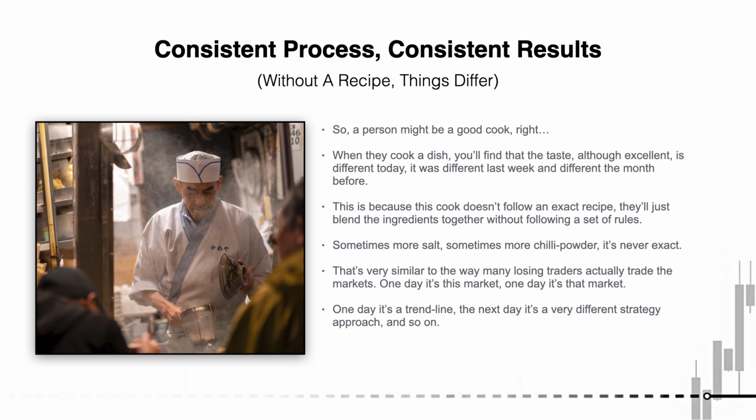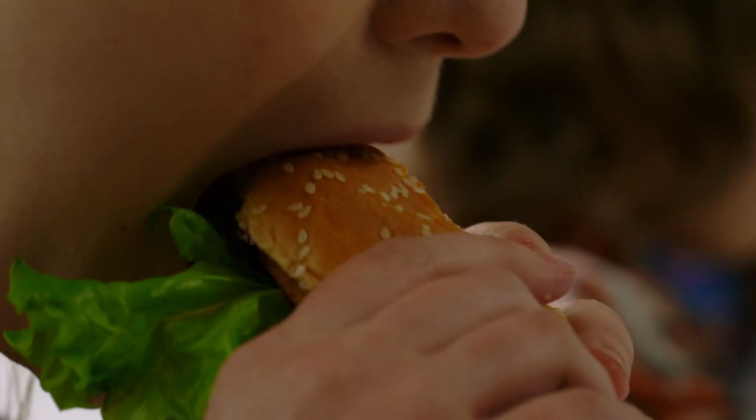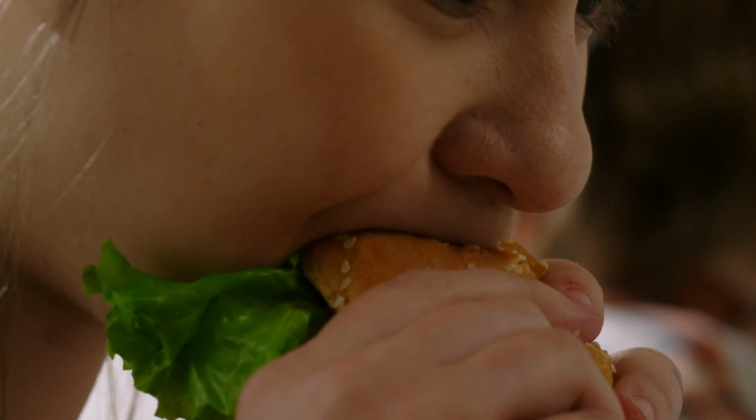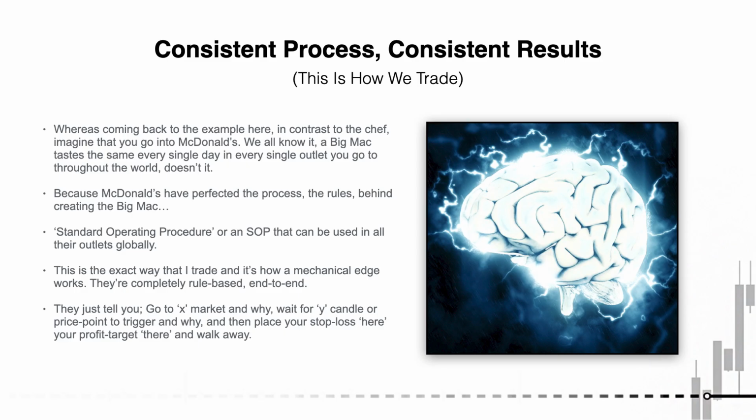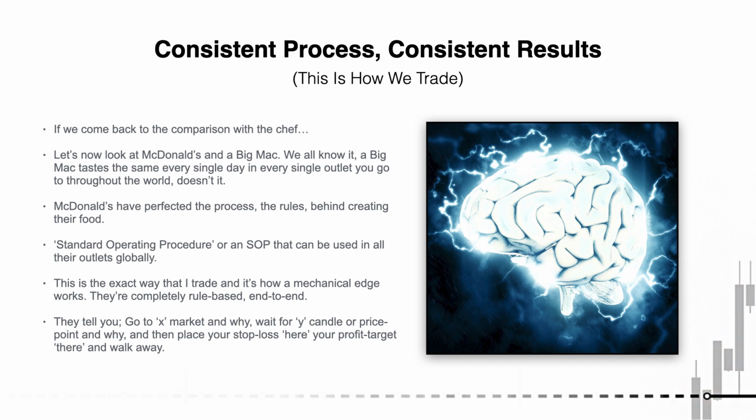One day it's this market, one day it's that market, one day it's a trend line here, the next day it's a very different strategy approach, and so on. Now if we come back to the comparison with the chef, let's look at McDonald's and a Big Mac. We all know a Big Mac, regardless of the restaurant you go to, tastes the same. Anywhere in the world, the McDonald's Big Mac tastes the same. That's because McDonald's have perfected a process, a set of rules behind creating their food, and essentially that's what they call a standard operating procedure, or an SOP, which is used in all of their outlets globally.